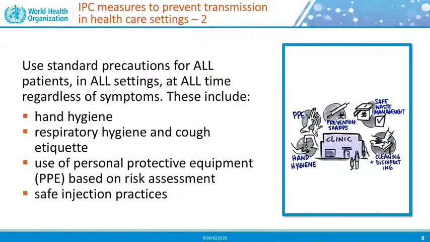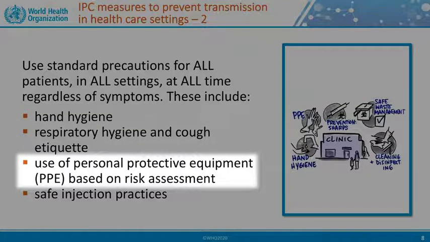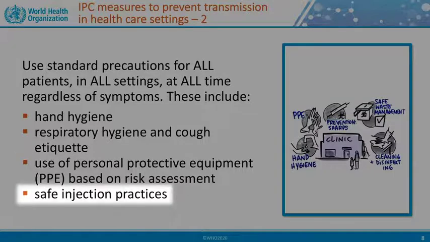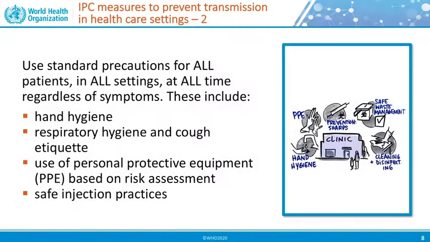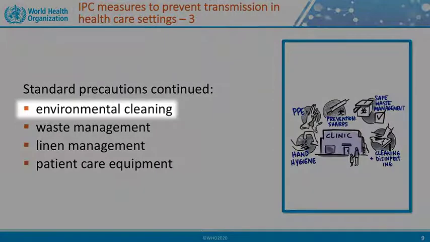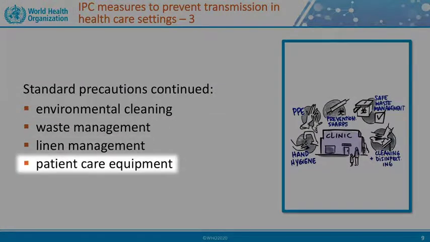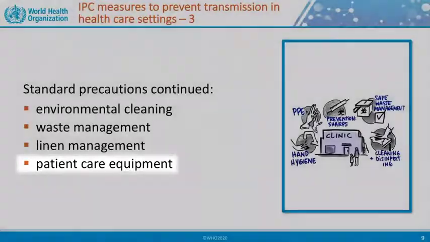Use standard precautions for all patients in all settings at all times, regardless of symptoms. Standard precautions include hand hygiene, respiratory hygiene and cough etiquette, use of personal protective equipment (PPE) based on risk assessments, and also apply safe injection practices. Standard precautions include environmental cleaning, waste management, linen management, and care of patient equipment.